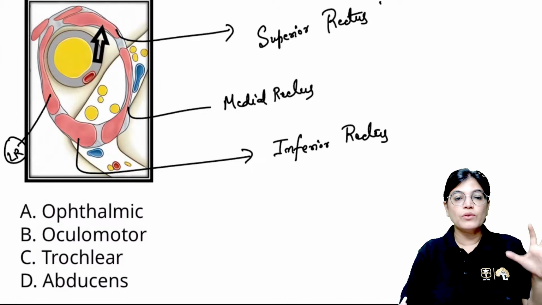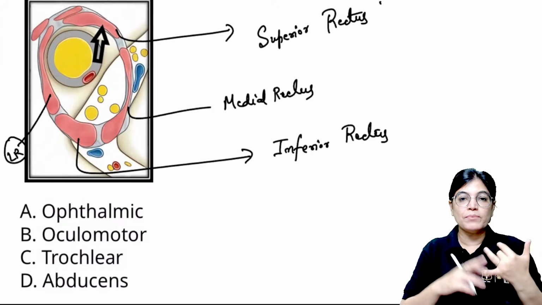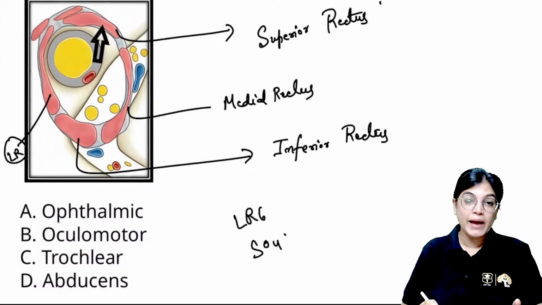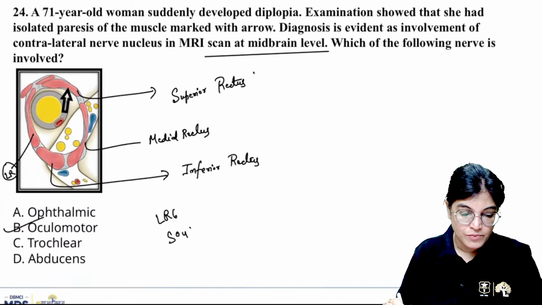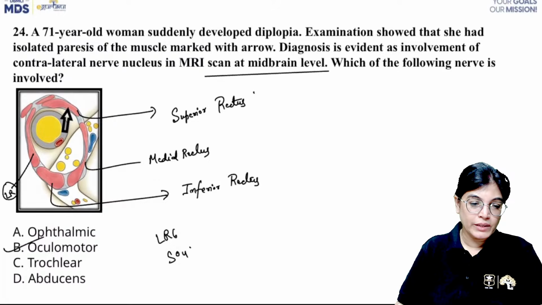Superior rectus. And we know that all the extraocular muscles are supplied by the oculomotor nerve except LR6 and SO4: superior oblique by trochlear and lateral rectus by the abducens nerve. So the right answer is oculomotor nerve. So what is the right answer for question number 24? B, oculomotor nerve.